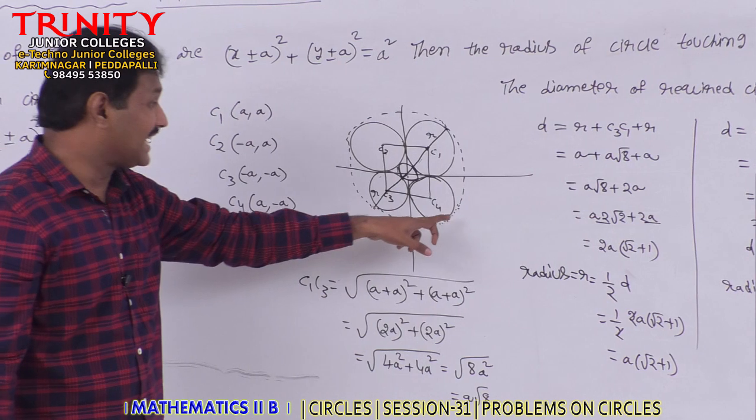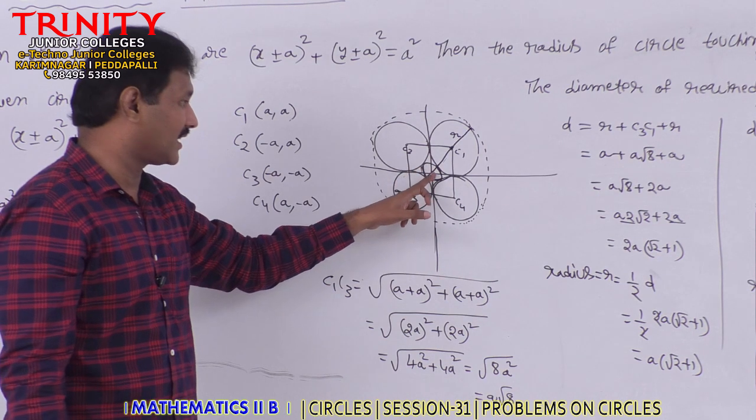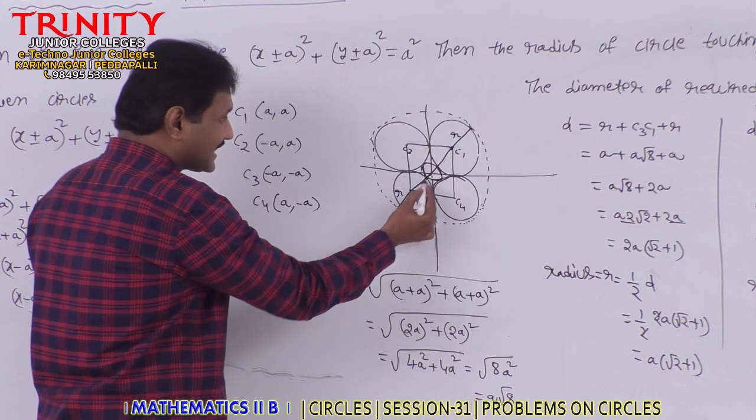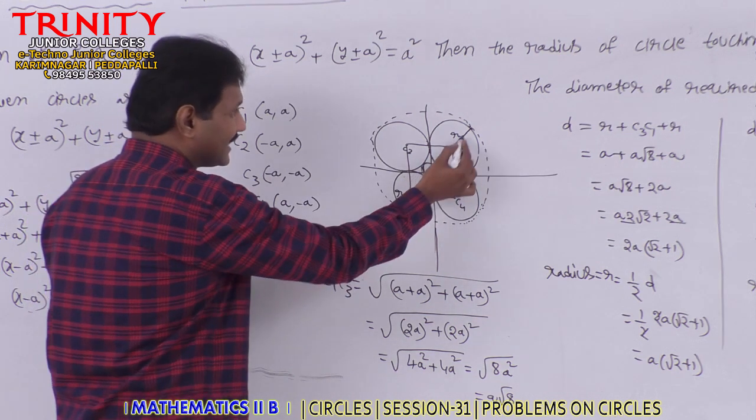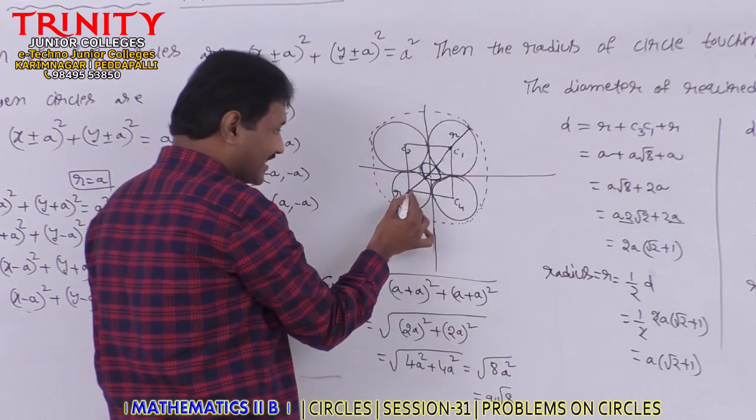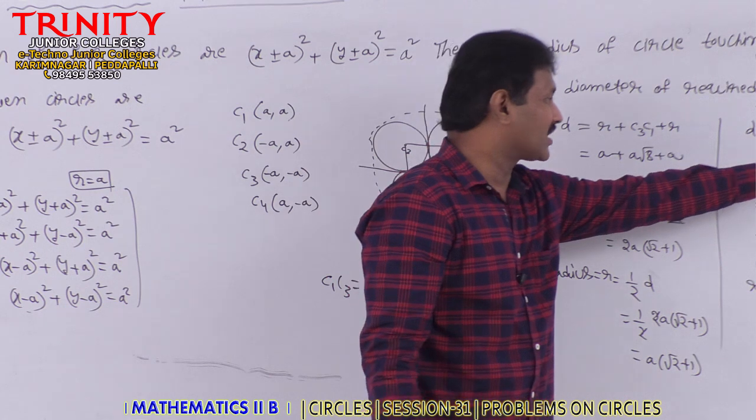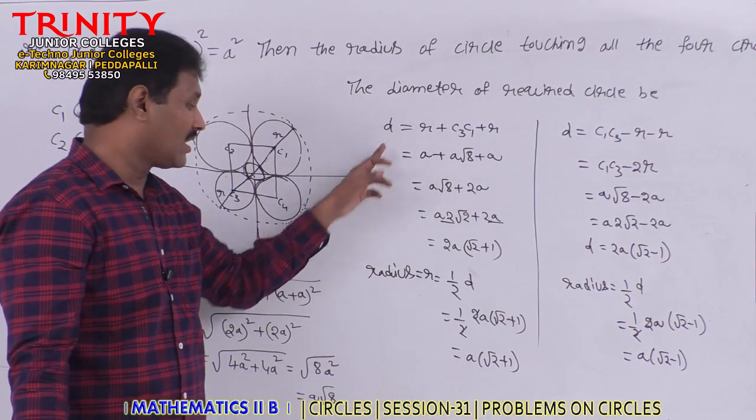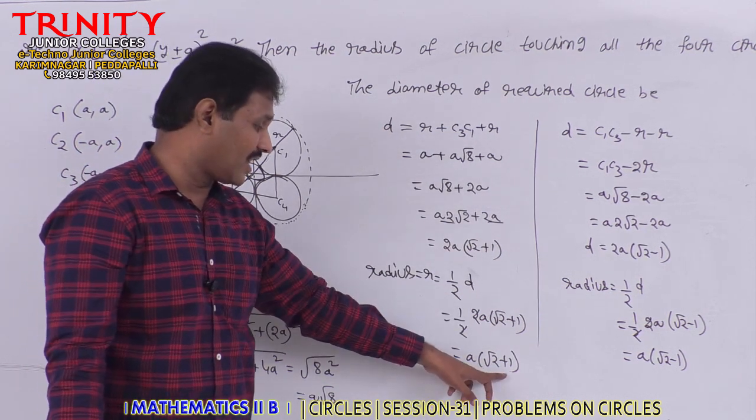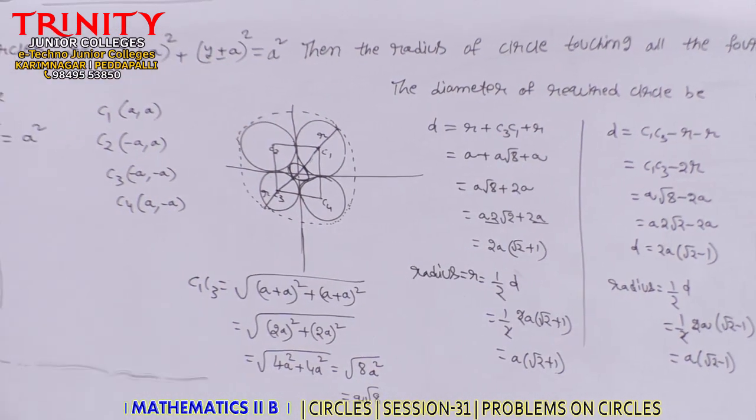Actually, we need the radius of the circle touching all the circles. 2 circles are touching all the circles: one is the big circle, another one is the small circle. In this case, the diameter of the required circle, the largest circle, is C1C3 plus R plus R. The small circle's total length is C1C3 minus R, so the diameter of the second circle is C1C3 minus 2R. Here D is the length of the diameter. Radius R equals half of the length of the diameter. The radius of the required circles: the largest circle is a into (root 2 plus 1), the small circle is a into (root 2 minus 1), touching all the circles.